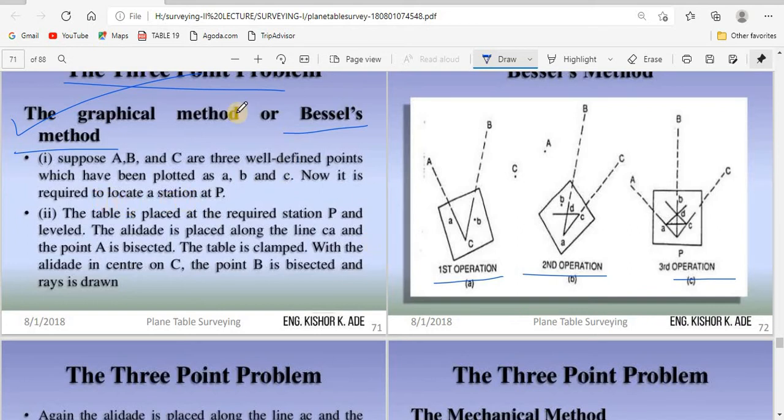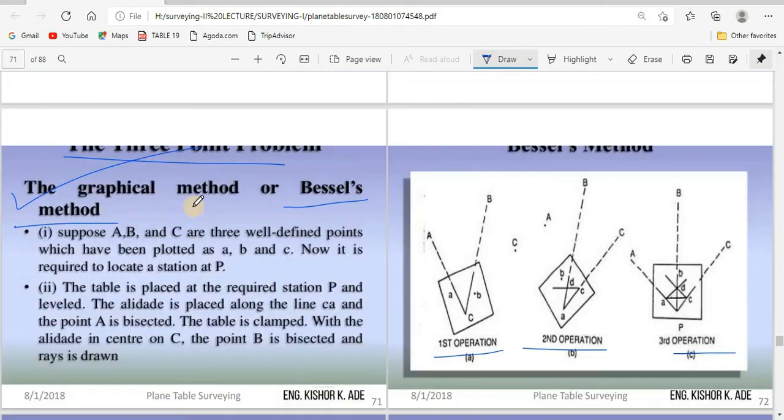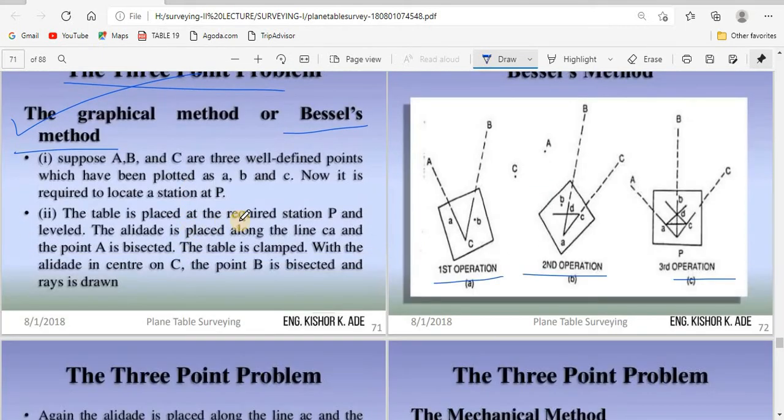As by the name of the method itself, there will be 3 points: the point A, point B, and point C. As you can see, capital A, capital B, capital C represent the points which are on the ground, and the small a, small b, and small c represent the points which are on the sheet. These are the 3 main station points. With the help of these 3 station points we have to establish a new point which is nothing but your point P.